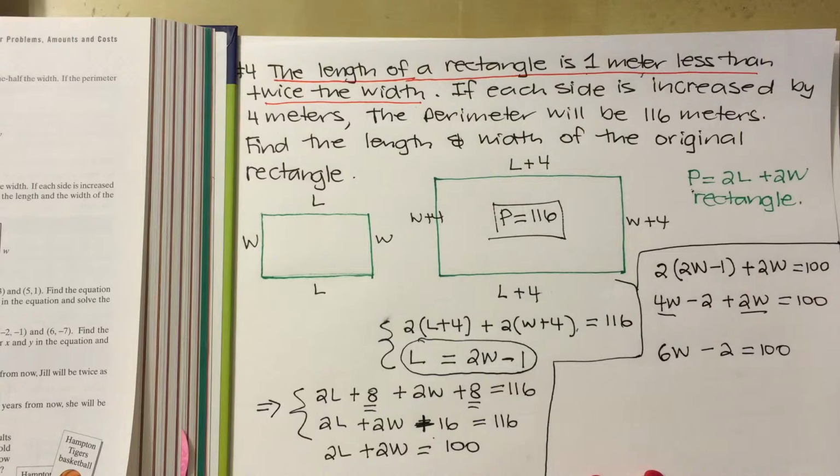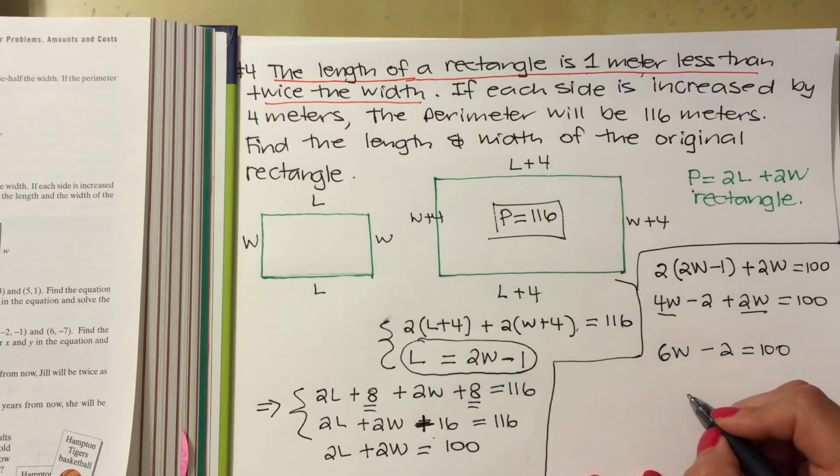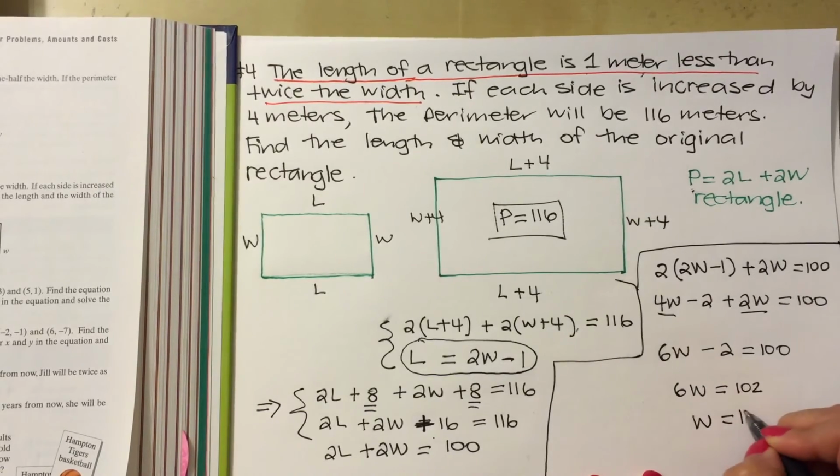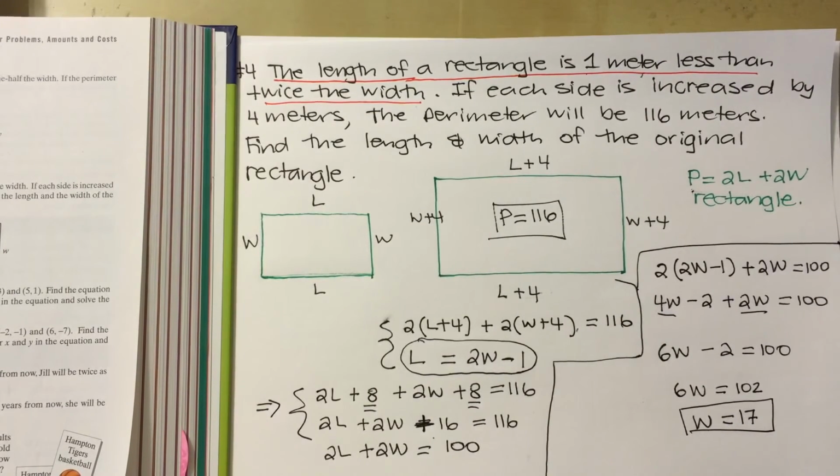And then what we need to do is add 2 to both sides. And then we have to divide by 6. Which gives us 17 for the width. So then we also have to find the length.